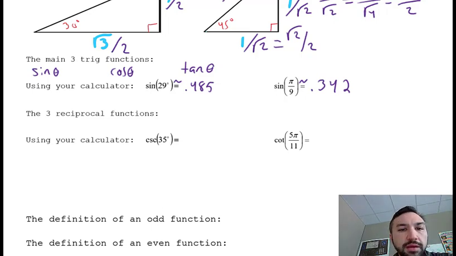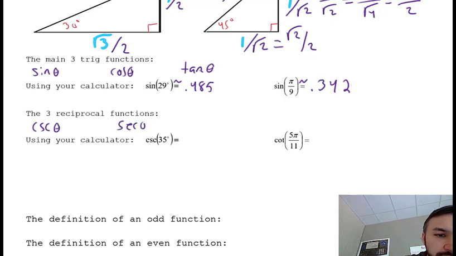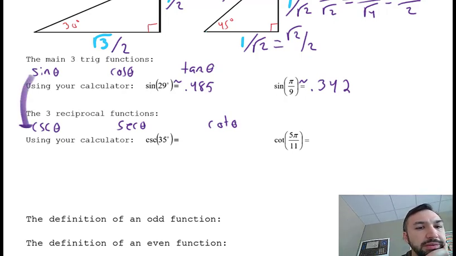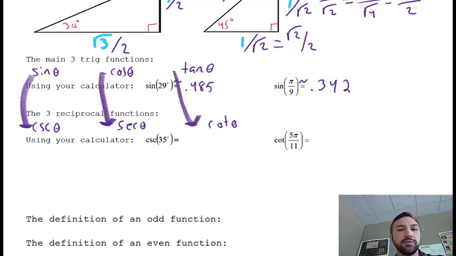So you may want to pause the video there and type those in, make sure that you get the same things. Okay, so just because we've got those three main trig functions, we actually have three other functions, and they're called the reciprocal functions. We have cosecant, secant, and cotangent.